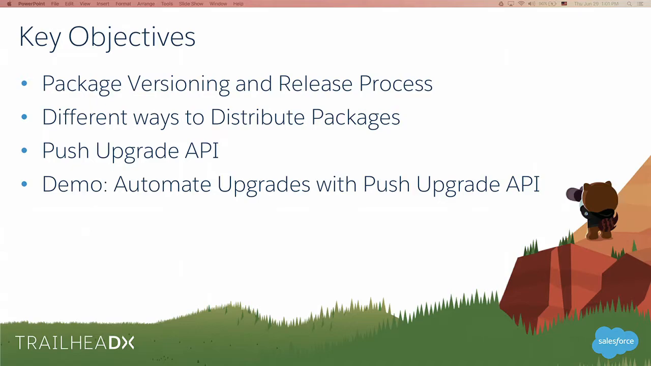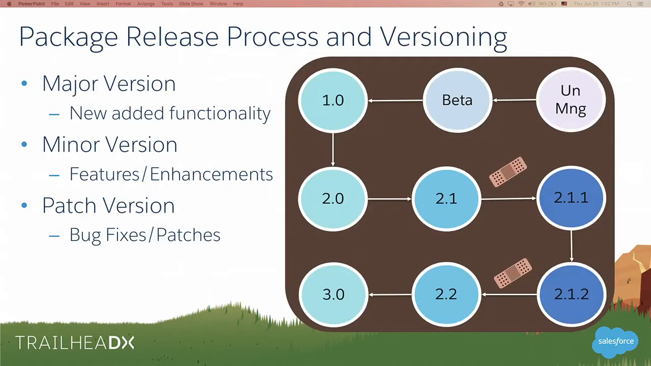The next thing we'll talk about are different ways that you can distribute packages to your customers. That could be through the UI or various ways in the API. The next item is the heart of what we're looking at, and that's the push upgrade API. And finally, Hemant will show a demonstration of what he has done with code and the push upgrade API to give you an idea of what you can also do for your customers.